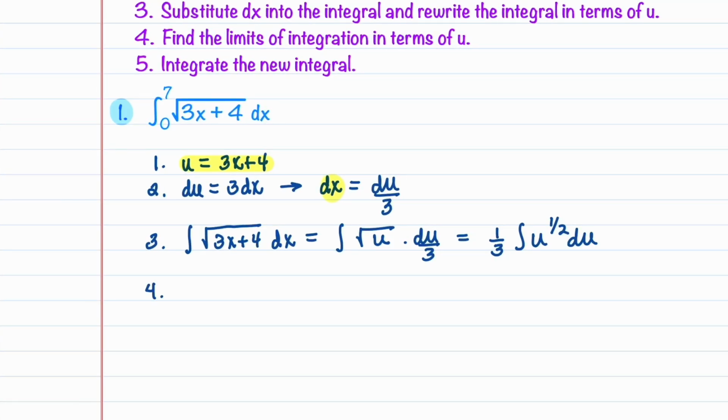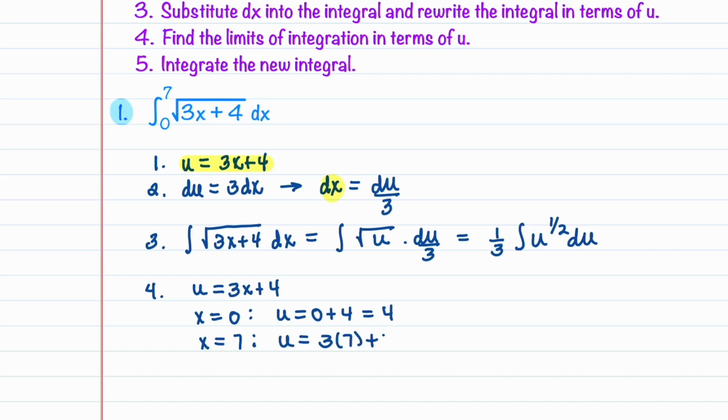Our fourth step is to find the limits of integration in terms of u. So let's write down again what u is. u is 3x plus 4. Our original limit of integration started with x equal to 0. If we substitute that into our expression for u, we get u equals 0 plus 4, which is 4. And then we do the same thing for our upper limit of integration, x is 7. This gives us u equals 3 times 7 plus 4, which is 21 plus 4, which gives us 25.